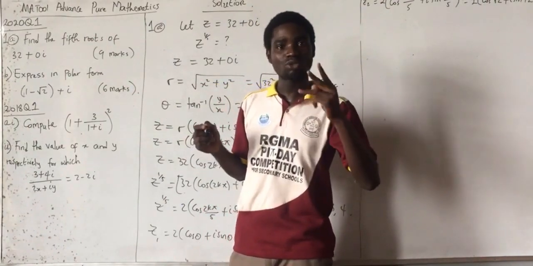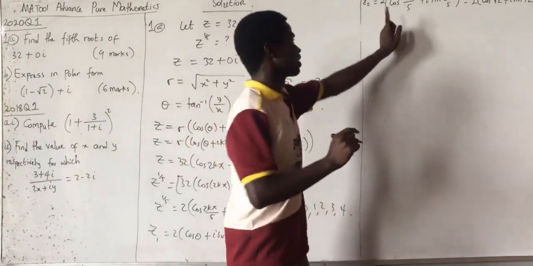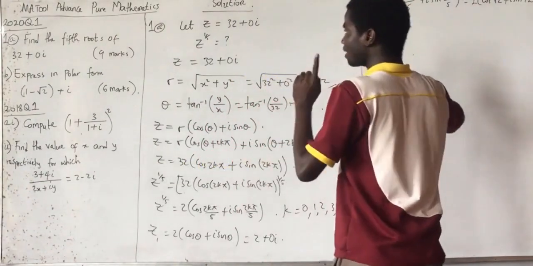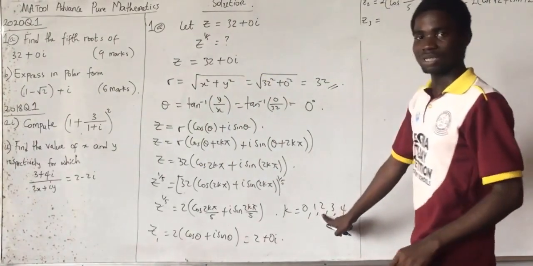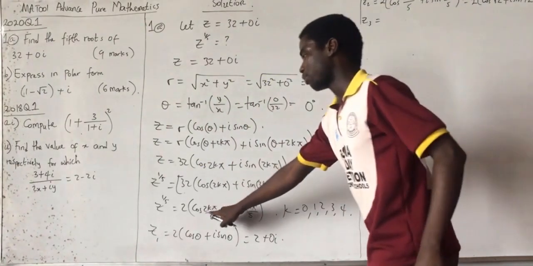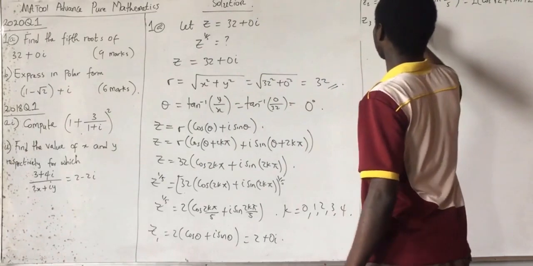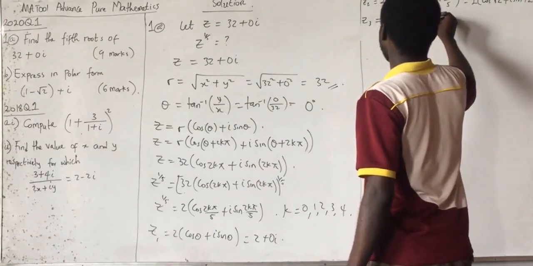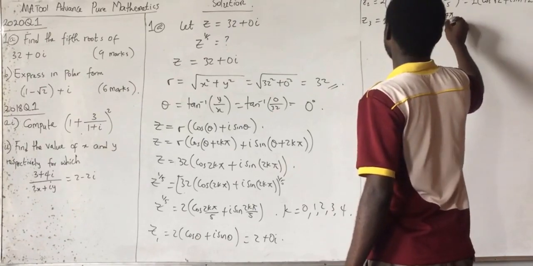If I'm told to find the 7th root, I must get 7 answers. This is the second answer. We call on Z3. Z3 is when k is 2 now. You put 2. 2 times 2 is 4. So here, this one will be 2 cos 4 pi over 5 plus i sine 4 pi over 5.